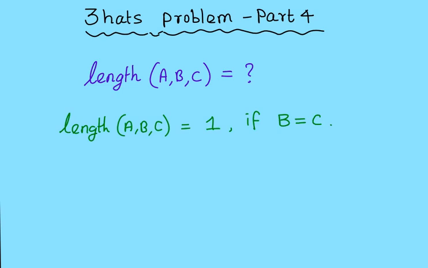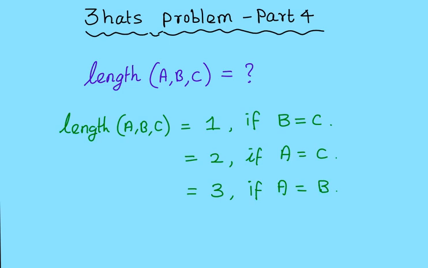Similarly, in the second step, if Brinda sees A equal to C, then she can claim her number as their sum. So length of ABC is equal to 2 if A is equal to C. Finally, if Cain sees A equal to B, then he can claim his number as their sum in the third step. So length of ABC is equal to 3 if A equals B. Now, what if A, B and C are different?